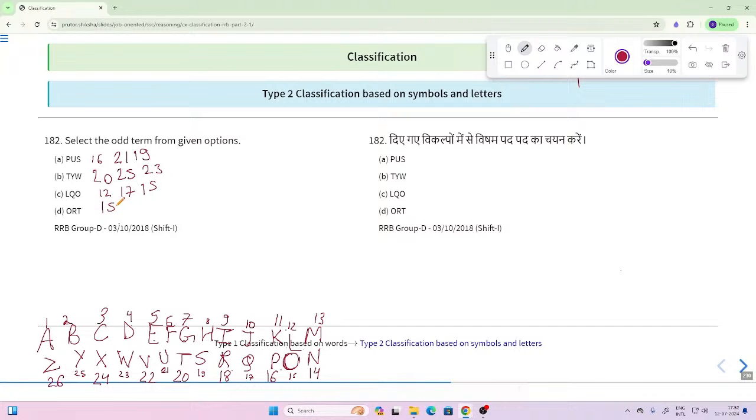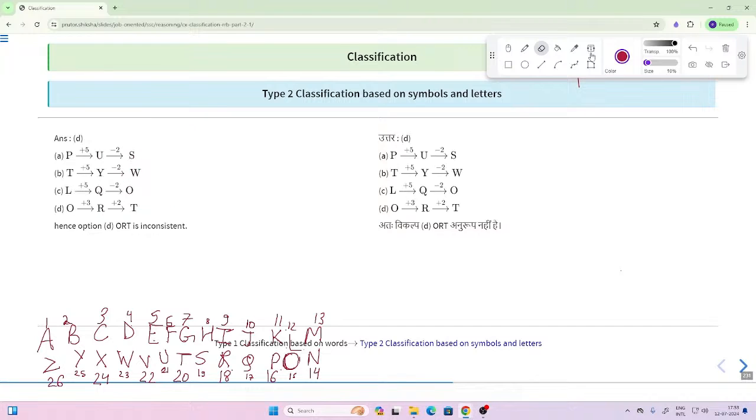Again, after we convert all of these alphabets into numbers, here we have plus 5, minus 2, plus 5, minus 2, plus 5, minus 2, plus 3, plus 2. D is the odd one out. Checking the answer, we have plus 5, minus 2, plus 5, minus 2. Yeah, D, ORT, is the one which is inconsistent.